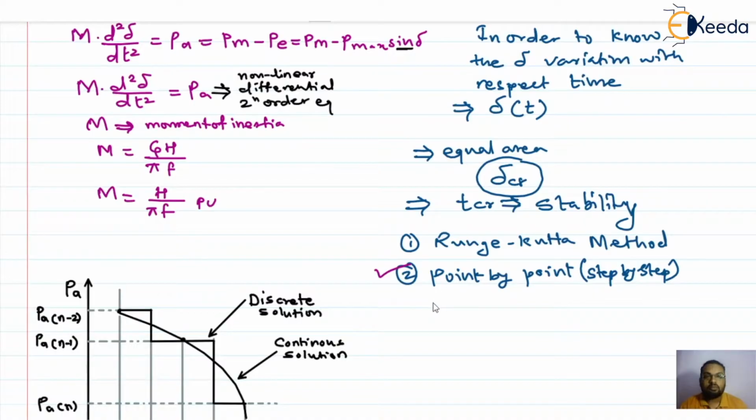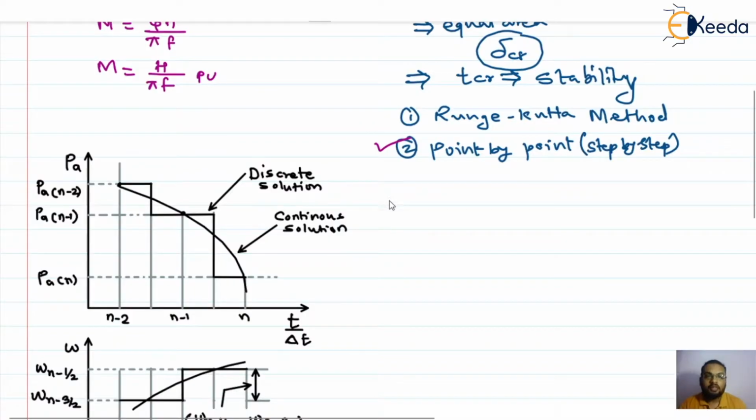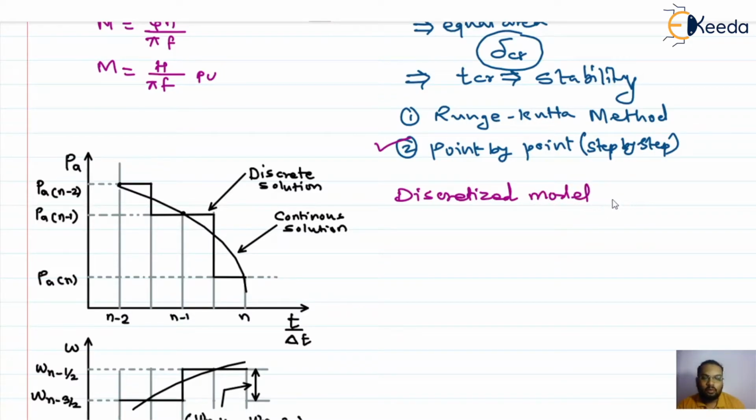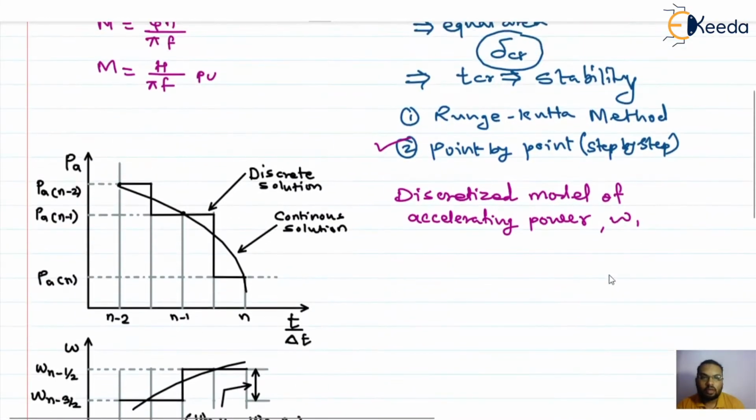Okay, see, in this method, what we are going to do is consider a discretized model of three parameters. So here we are going to consider three discretized models. The first one is the accelerating power. Then we are going to consider the discretized model of the angular velocity, and then the discretized model for the rotor angle delta.